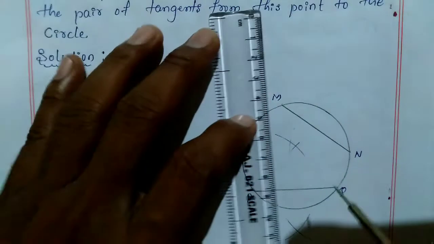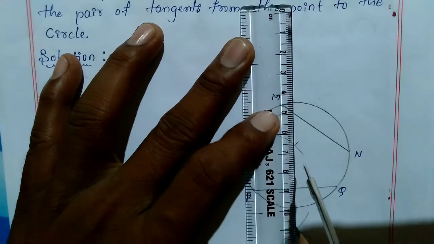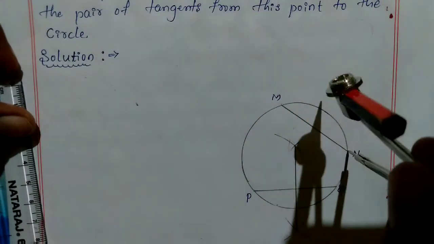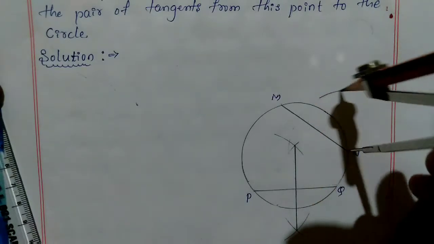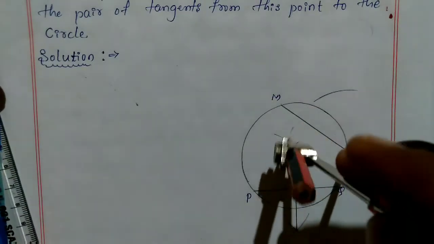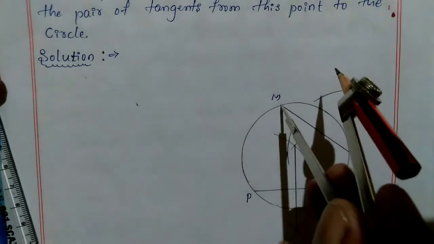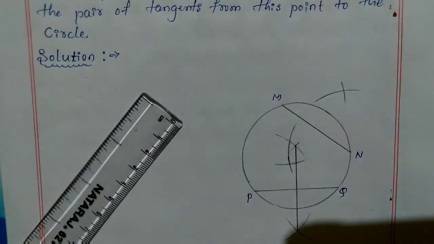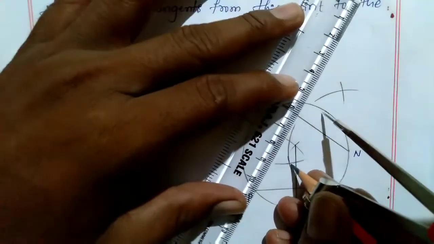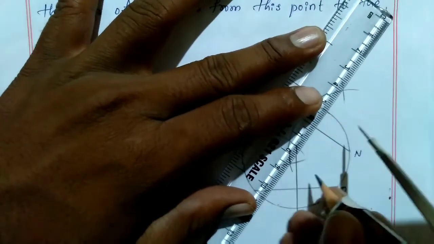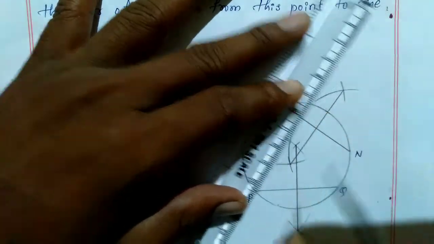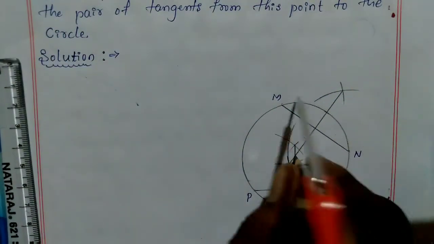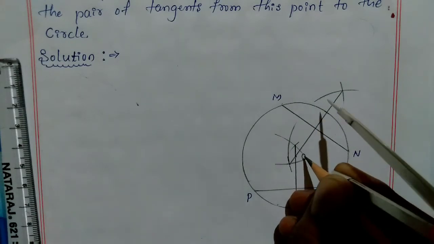Then you can join these two. Next keep on N point, take more than half, and do the same with M point, and draw an arc this side and an arc this side. Don't change this radius, keep on this point, and join these two points. So these two lines intersect at O point. This is said to be the center of the circle.